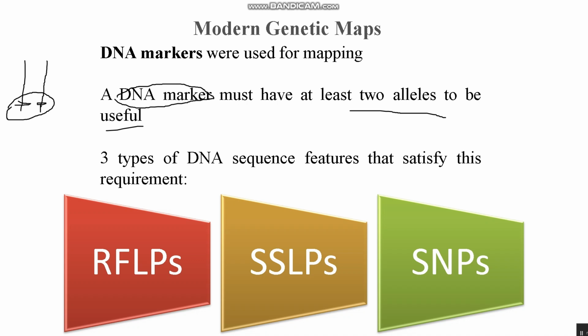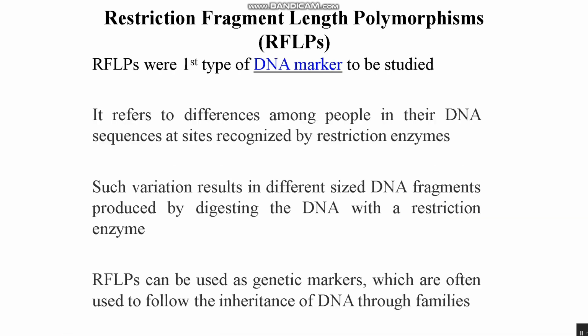There are three types of DNA sequence features that satisfy these requirements: first the RFLPs, second the SSLPs, and third the SNPs. We first talk about RFLPs, the acronym of restriction fragment length polymorphisms, which was the first type of DNA marker to be studied. It refers to differences among people in their DNA sequences at the sites recognized by restriction enzymes.